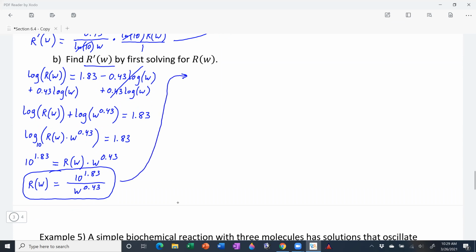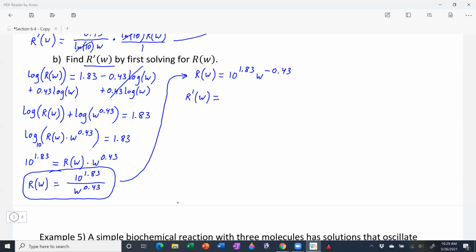So let's continue now. It's going to be a little bit different because we don't need to do implicit differentiation. We can just take the derivative right away. So let's write this. I'm going to rewrite this as we start. R of w equals, and I want to get this ready for the derivative. So that 10, it's a weird number, 10 to the 1.83. That's just a constant. And then that w, let's write it up here to the negative exponent, 0.43. And the derivative is not going to be too bad. That's literally just going to be a power rule. So here we go, r prime of w.